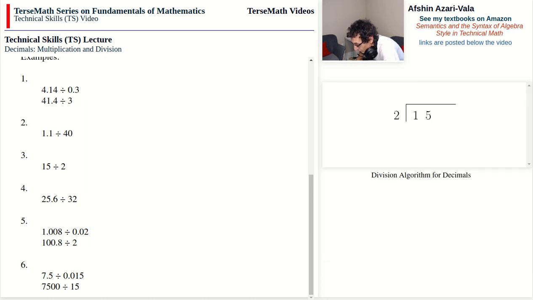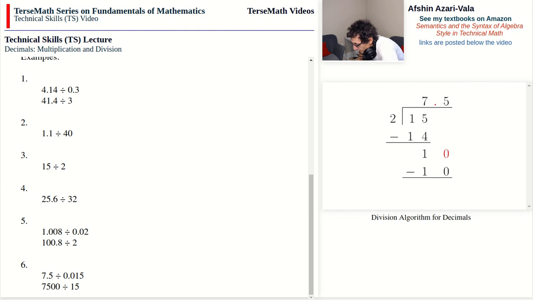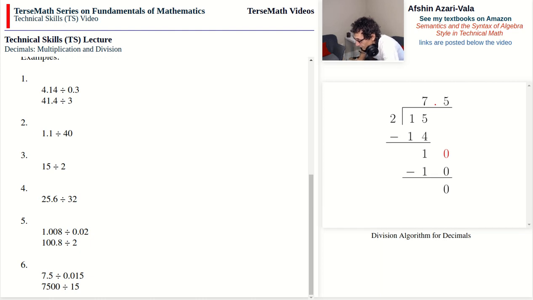15 divided by 2. 2 into 1 doesn't fit. We'll move on to 15. 2 into 15, 7 times. 7 times 2, 14. Subtract, 1. Now put the decimal point at the top, which is actually here too. Add a 0 and pull it down. I just pull it down, I'm not going to add the 0. Now 2 into 10 goes 5 times. 5 times 2 is 10, and we get 0. Okay, much shorter and much nicer.